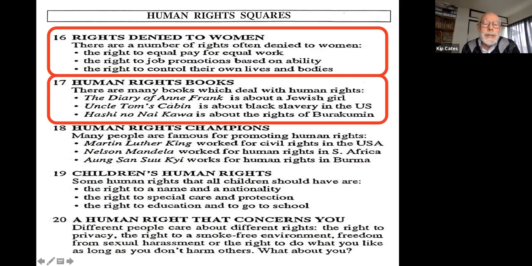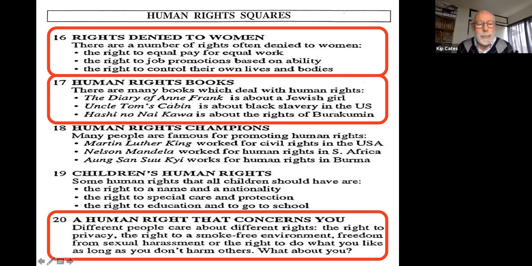Books, you might mention The Diary of Anne Frank, Uncle Tom's Cabin, or a famous Japanese book, Hashi no Naikawa, about the rights of Burakumin. And a right that concerns you, we can often go around the room. We say, okay, students, let's give an example. What right do you care about? One student cares about LGBT rights. Another student cares about the right to open opinion and so on.